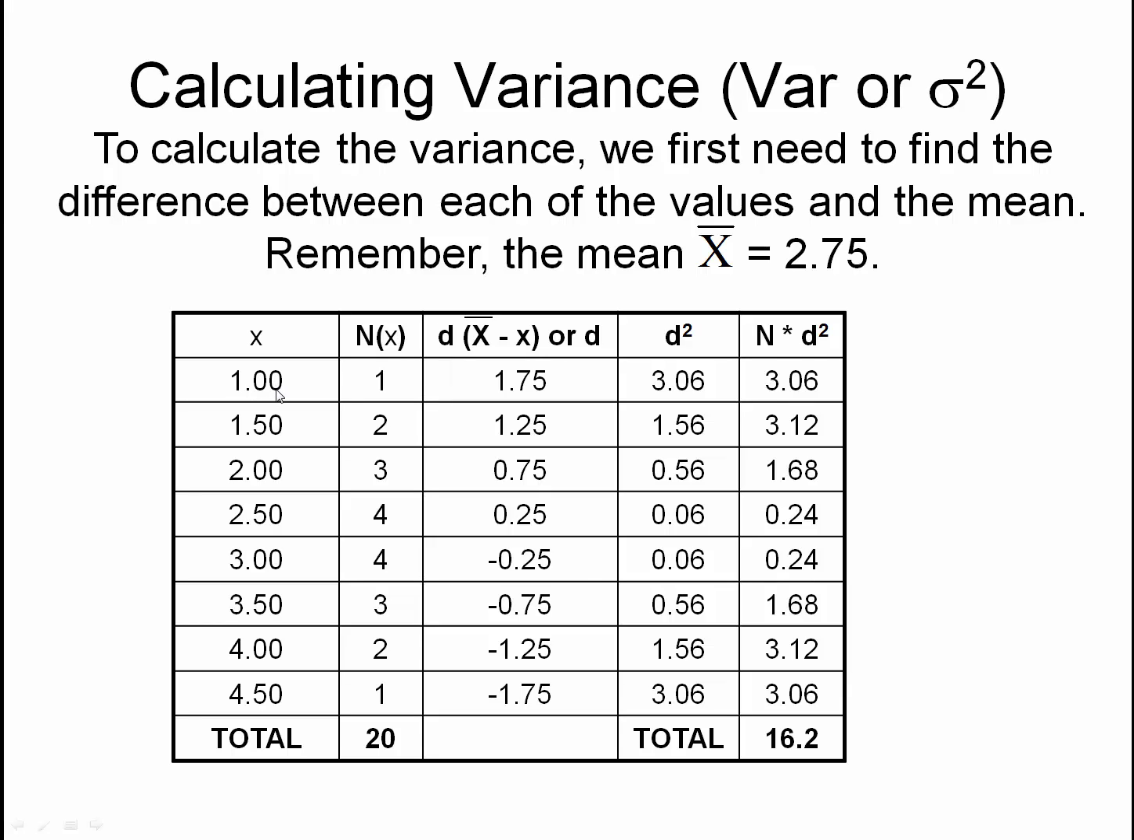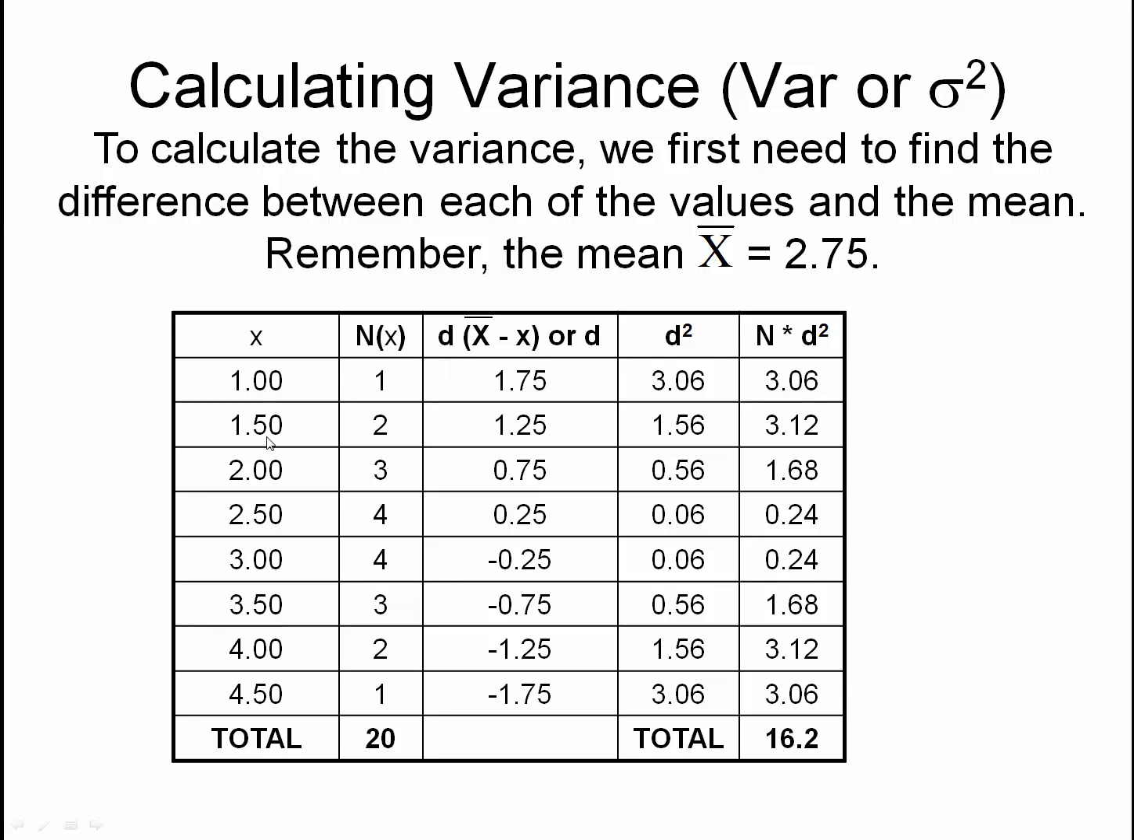Okay, so let's do the first one. The quantitative trait value is 1 here, right? As indicated by this cell, there's one individual who has this value. The difference between the mean, which is 2.75, so 2.75 minus 1, equals 1.75, right? Well, if you square 1.75, you get 3.06. And then when you multiply 1 times 3.06, you get 3.06.